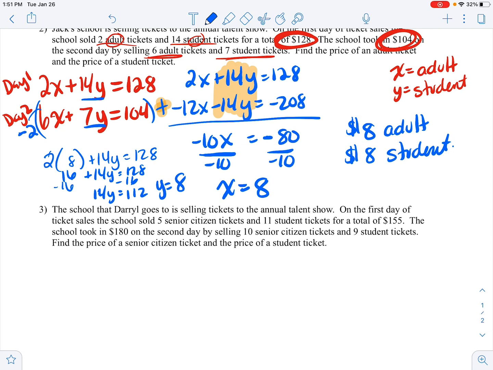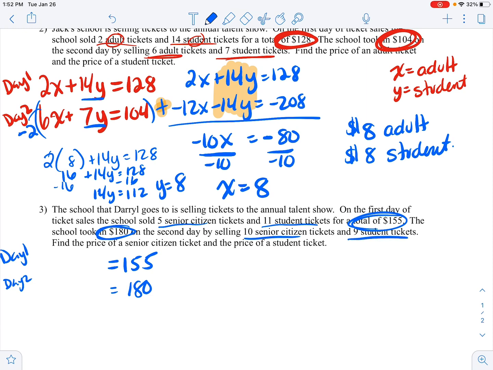The school that Daryl goes to is selling tickets to the annual talent show. On the first day of ticket sales, the school sold 5 senior tickets, 11 student tickets, for a total of 155. So what is this, day 1 and day 2 again? So there's our equation for day 1, okay? The school took in $180 on the second day. So day 2 equation, we took in $180 by selling 10 senior tickets and 9 student tickets. We're going to find the price of each ticket.